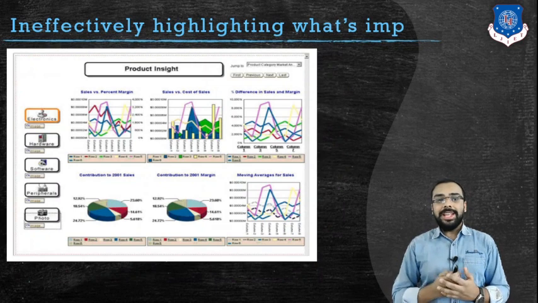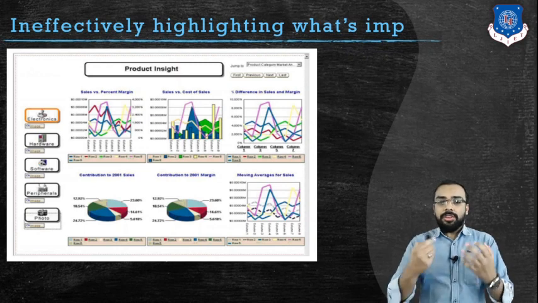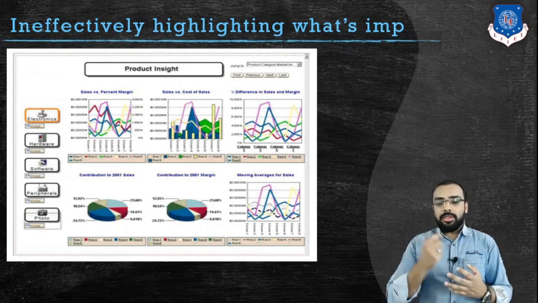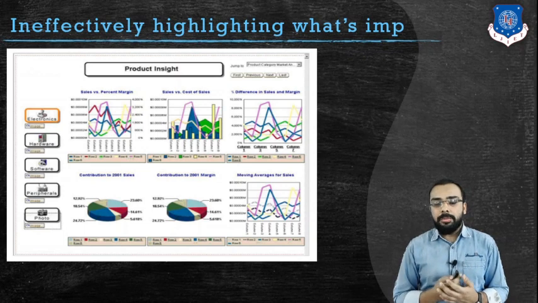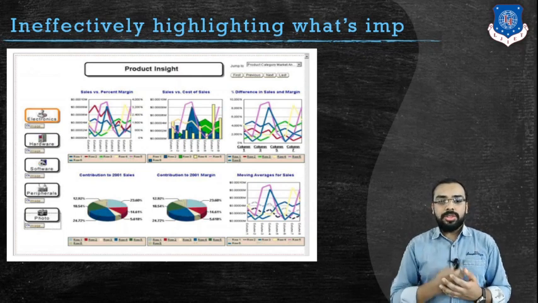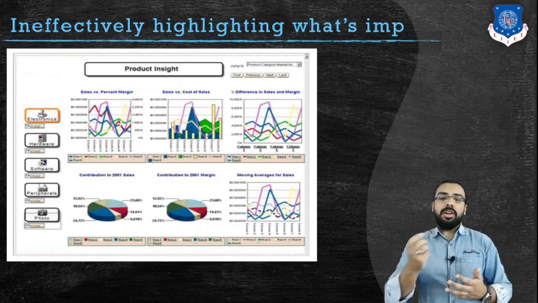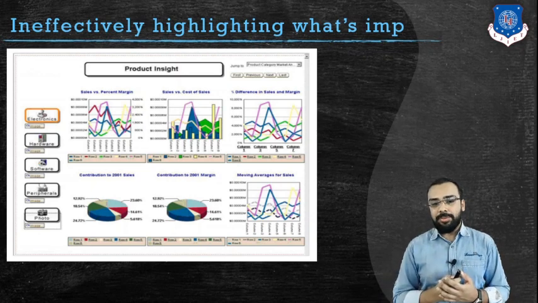Next issue is ineffectively highlighting what's important. If you observe this dashboard, can you predict what you are going to show to the end user or what you are highlighting? Obviously the answer is no, because by looking at this graph, I cannot predict what the user is going to be shown. There are different components and they have compared the different components. So this is not an effective way of highlighting the important information.